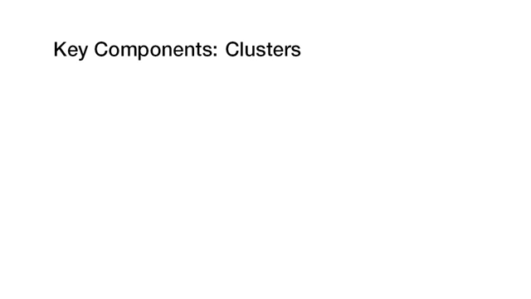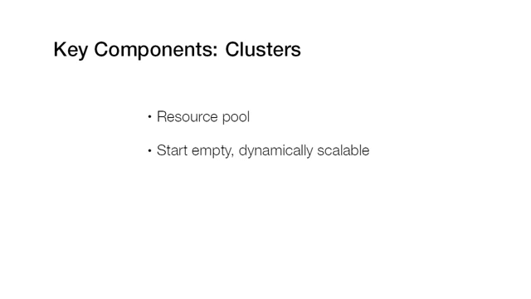A cluster is a collection of resources, primarily ECS instances and containers running on those instances. A cluster spans multiple availability zones and is really just a collection of resources, for example, CPU and memory. It is dynamically scalable. You can start with one instance in your cluster and scale up to hundreds or thousands of instances.